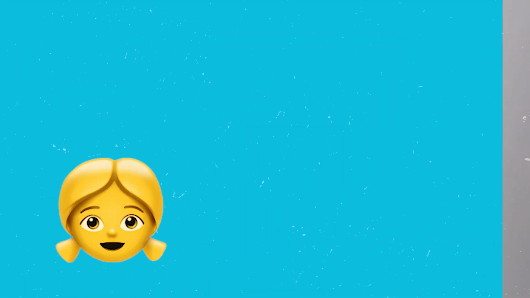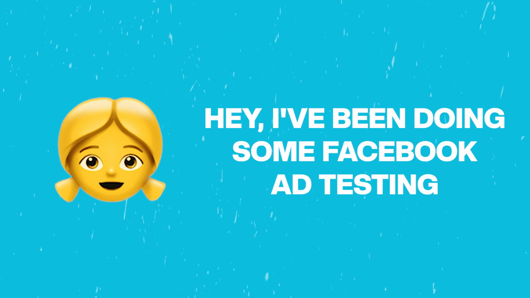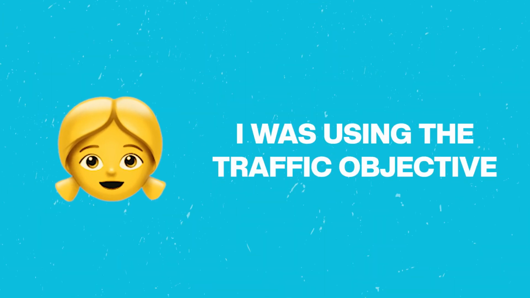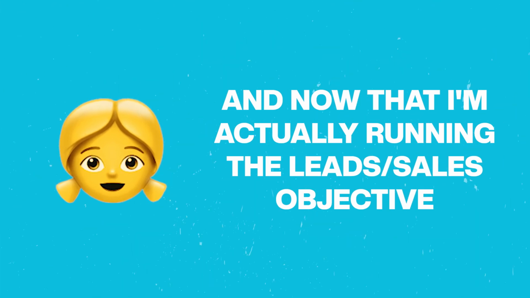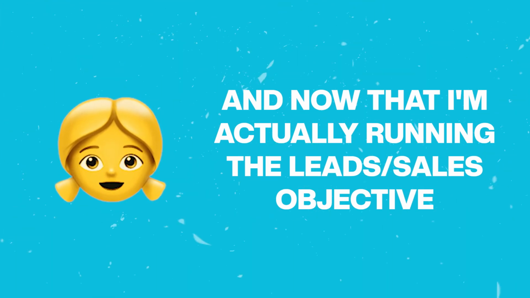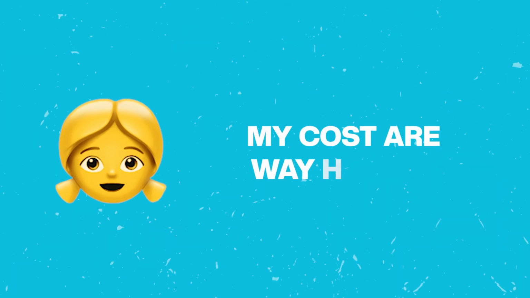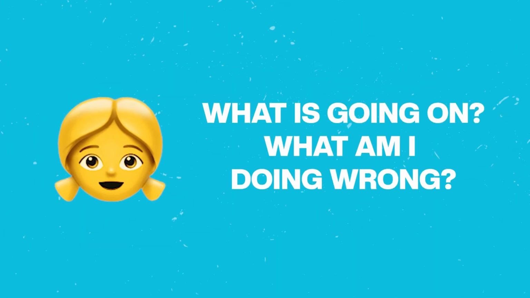Obviously, this is not exact word for word what they asked, but the general question was like, hey, I've been doing some Facebook ad testing. I was using the traffic objective. I was getting these costs. And now that I'm actually running the leads objective, I can't remember if it was leads or sales, but one of the conversion objectives, my costs are way higher. What is going on? What am I doing wrong?